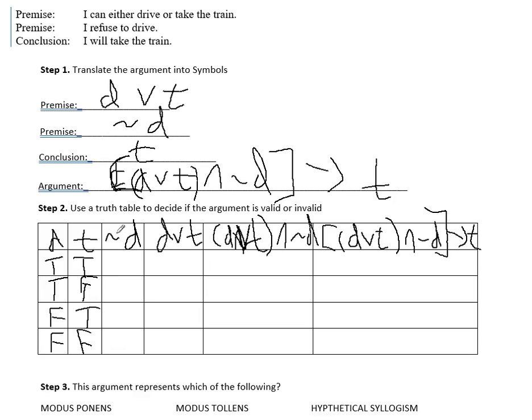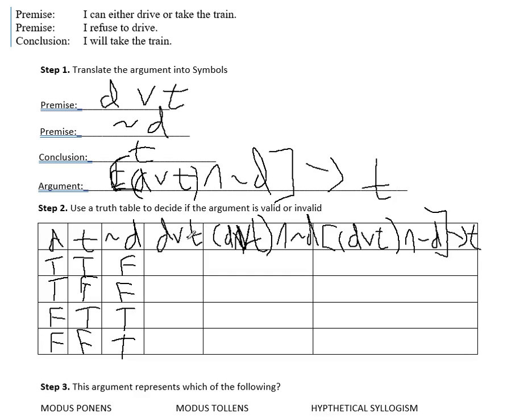Okay, so not D is the negation of D, so its truth values will be the opposite of D. So if D is true, not D is false. So that's why not D is false in both these cases. Then if D is false, not D will be true. So in these cases, not D is true since D is false.